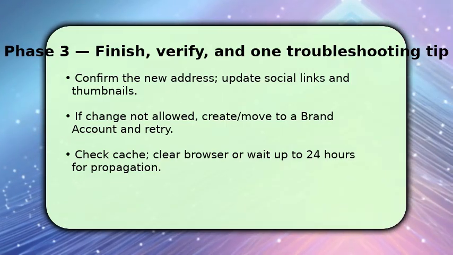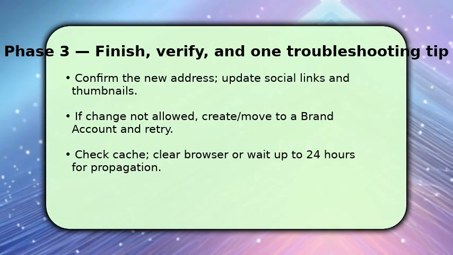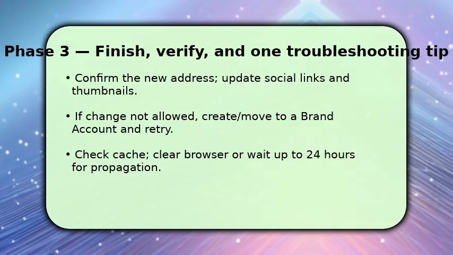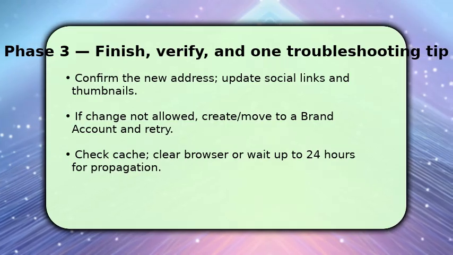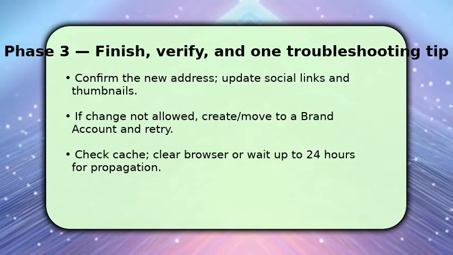If YouTube still won't allow the change, the reliable workaround is to create a brand account or move your channel to one, then set the custom address there. If problems persist, use the account switch and repeat the URL steps.